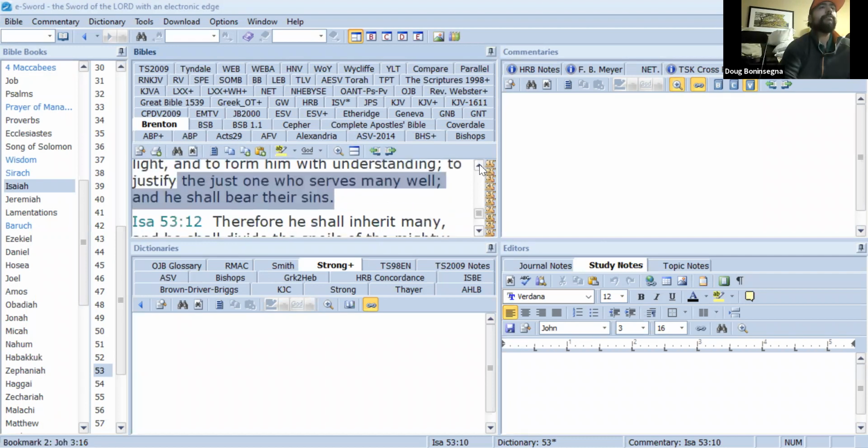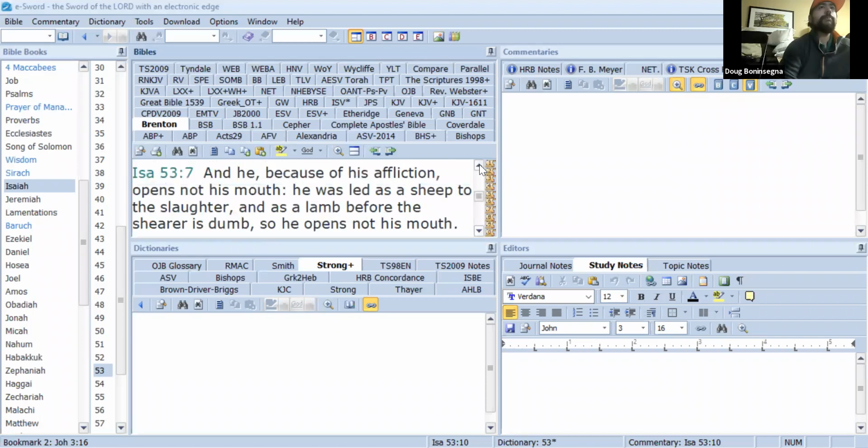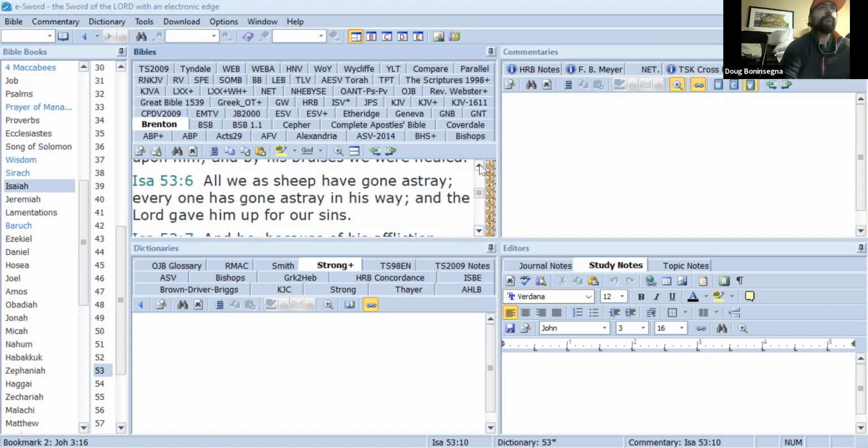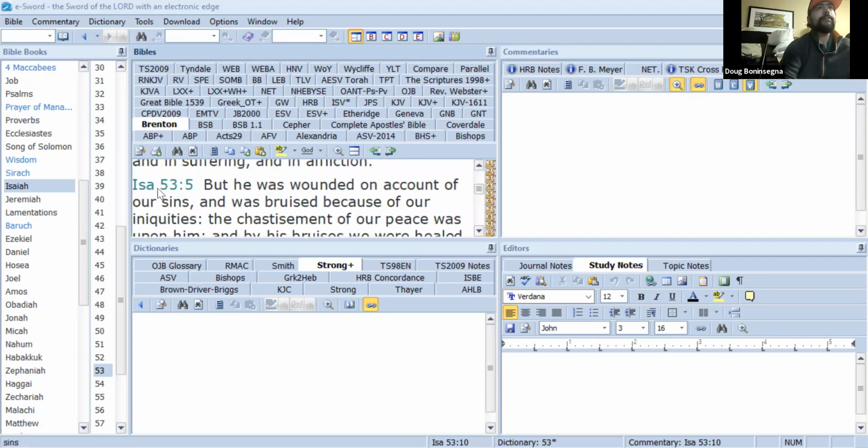Okay, so let me see if I can find where it talks about the chastisement. It talks about dumb as a lamb before the shearers. Let's see here. Here we go. Sorry for taking so long. Here we go. Isaiah 53:5.